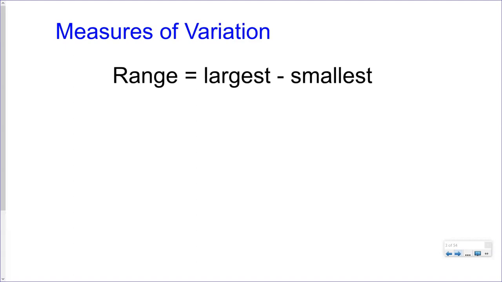Measures of variation tell us something about the differences in the pieces of data we have. One of those ways we can measure variation is with range, which is simply the largest data value minus the smallest data value. Let's look at these two sets of data.